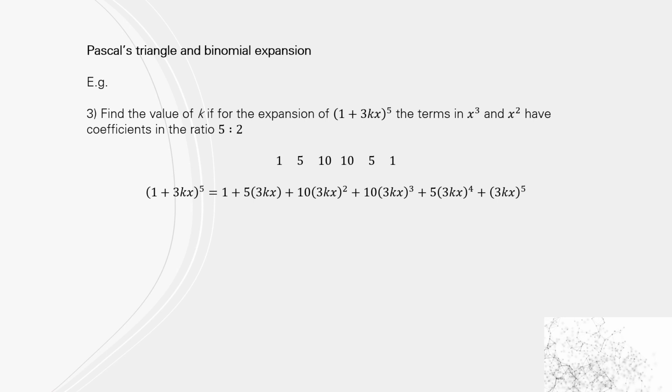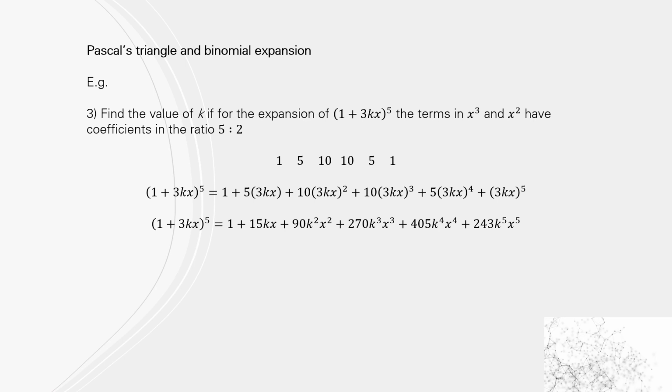For our final one, finding the value of k for the expansion, given that the terms x cubed and x squared have coefficients in the ratio 5:2. So we know that because it's to the power of 5, that's n equals 5. So from Pascal's, it's 1, 5, 10, 10, 5, 1. And you can see that in our binomial expansion, our replacement of our x is 3kx. And you can see that written down, moving from 3kx to the 1, 3kx squared, all the way to 3kx to the 5.